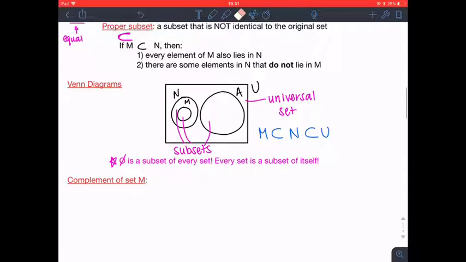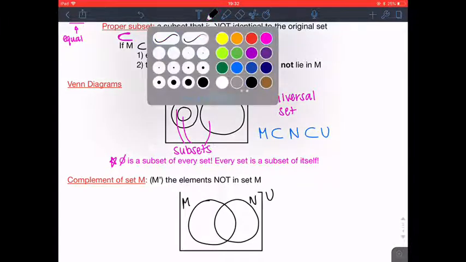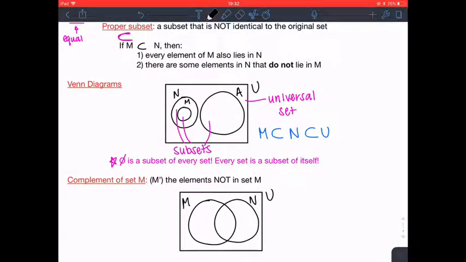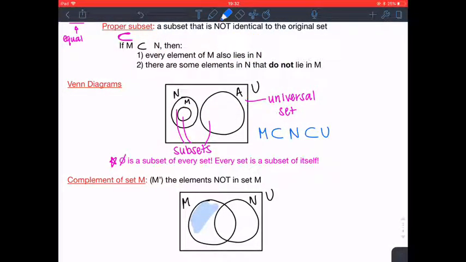So for example, the complement of set M. The complement of set M is every element not in set M. So if I use my highlighter here, this circle represents every element within set M. So the complement would be every single element outside of that. So everything outside of that circle, I'm going to highlight, and that is the complement. So everything not in the set. And we use an apostrophe right here to denote the complement.